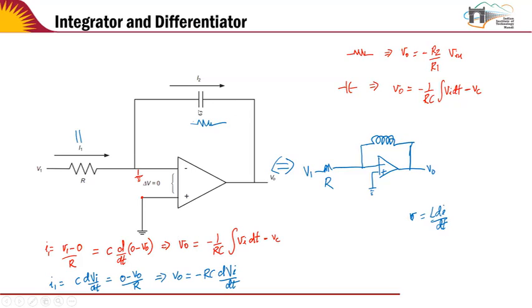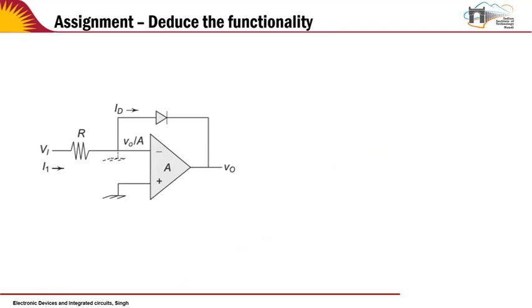So in the same circuit, if I replace the capacitor with a resistor, I get minus R2 by R1 Vin. If I were to put a capacitor, then it becomes an integrator. If I were to put an inductor, then it will become a differentiator. So this is something you can try out. I had given as an assignment last time to deduce the functionality of this circuit. So let's do that as one last example so that we are completely confident about how this works.